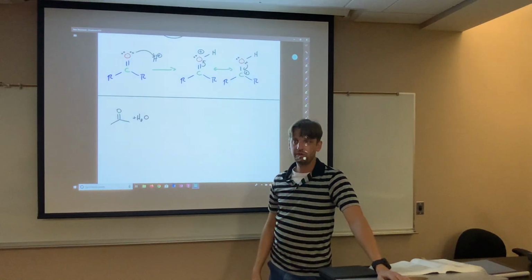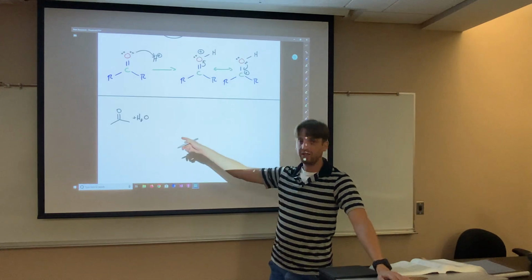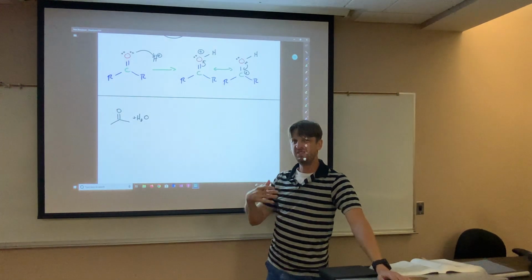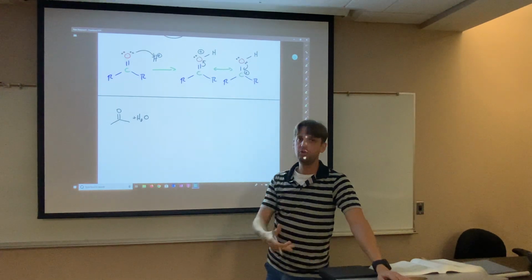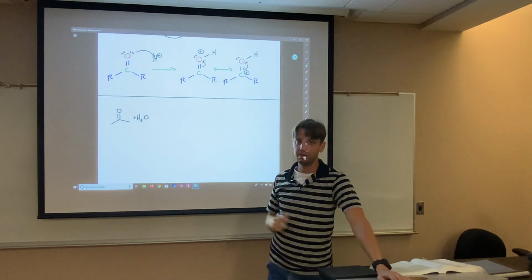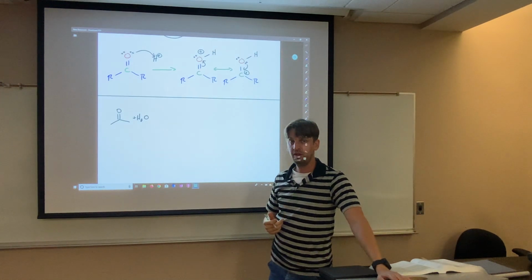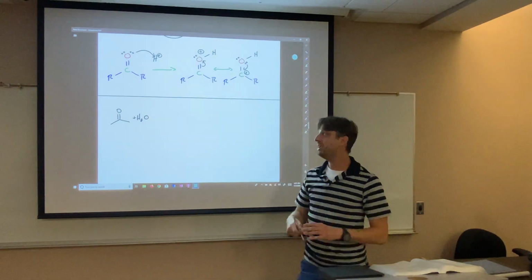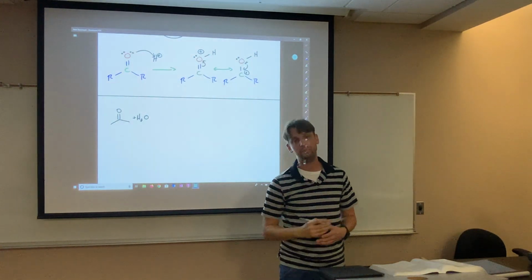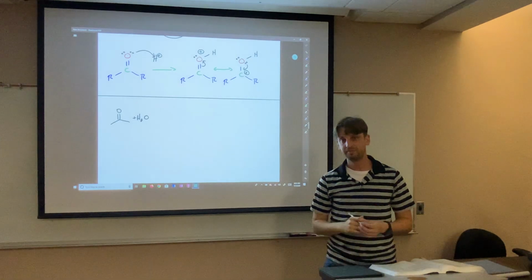The point being that with acetone and water, water's not a strong enough nucleophile to go after that carbon just by itself. It needs some acid in there to set up the situation where the carbon feels more positive, okay?